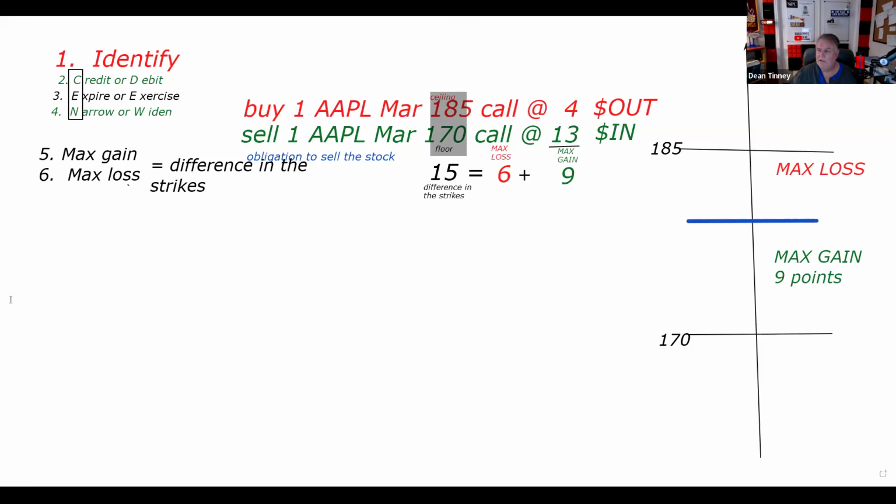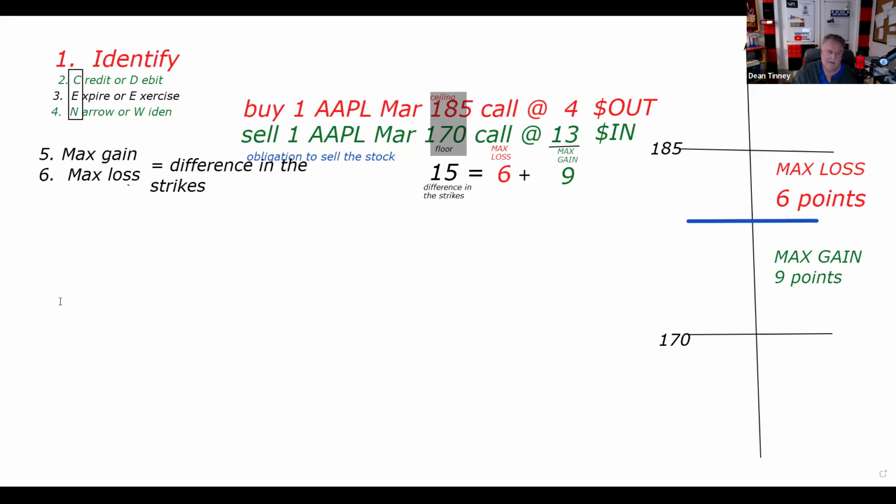Now, after you get the menu done, then you can think about it. But don't think about it until you get the menu done. If I buy the stock at 185, which I have a choice to do, and I deliver at 170, which I'm obliged to do, I'd lose 15 points, but I got 9 in the account already. So I lose 6, right?